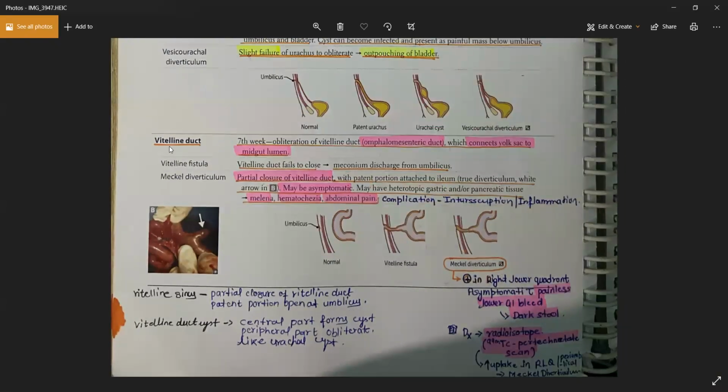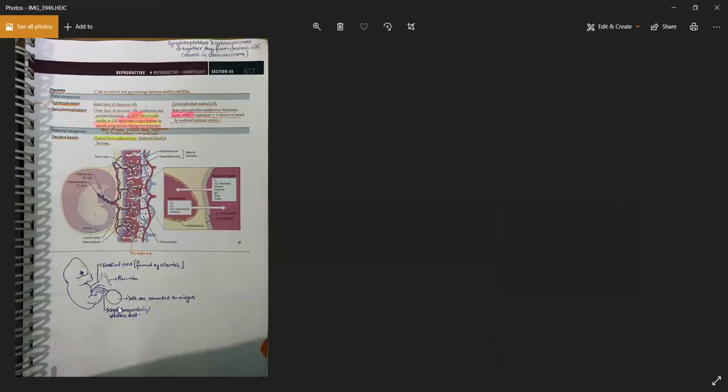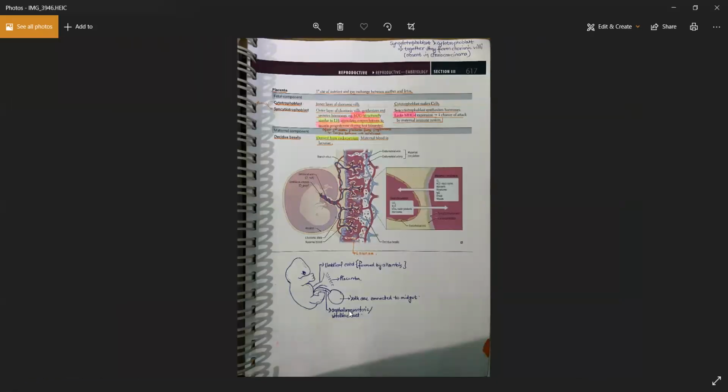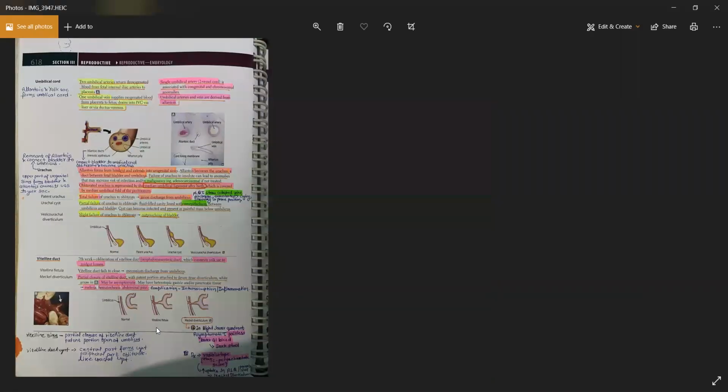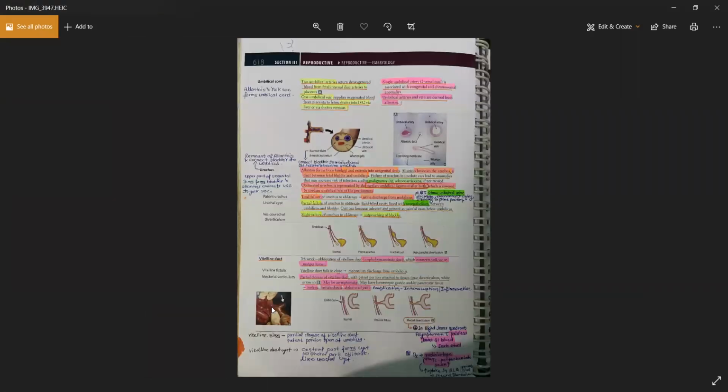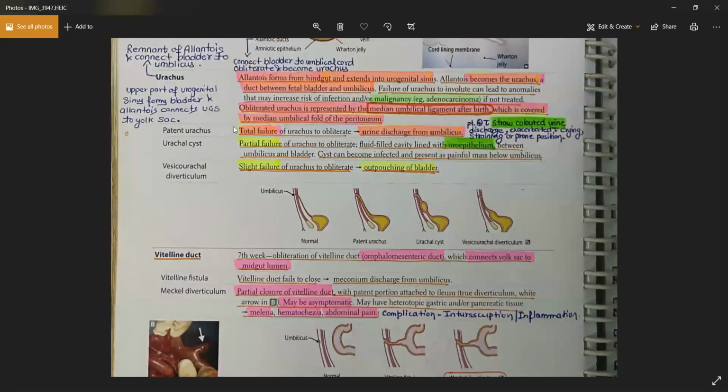Okay, now you have the vitelline duct, and I told you the function of the vitelline duct is to connect the yolk sac with the embryo, right? Now, in the embryological period, just like this urachus, this duct also needs to be obliterated. Basically the vitelline duct is a connection between the midgut and your yolk sac. After the 7th week of gestation, obliteration of this vitelline duct occurs, and as a result, the connection between the midgut and this yolk sac will be stopped, will be inhibited.